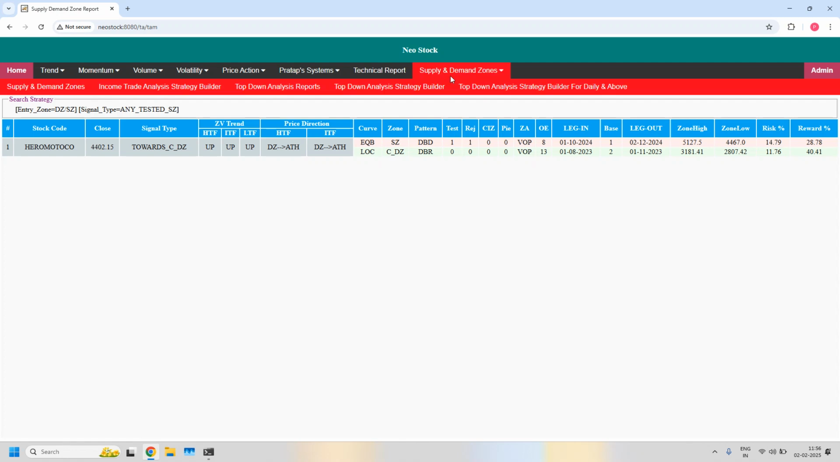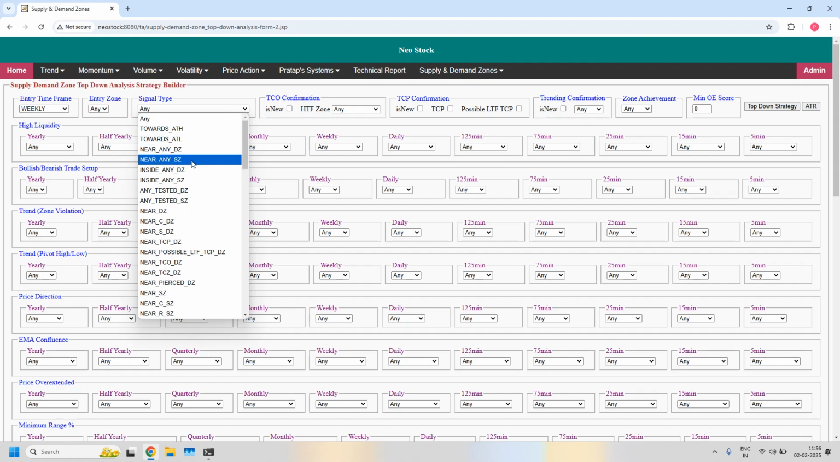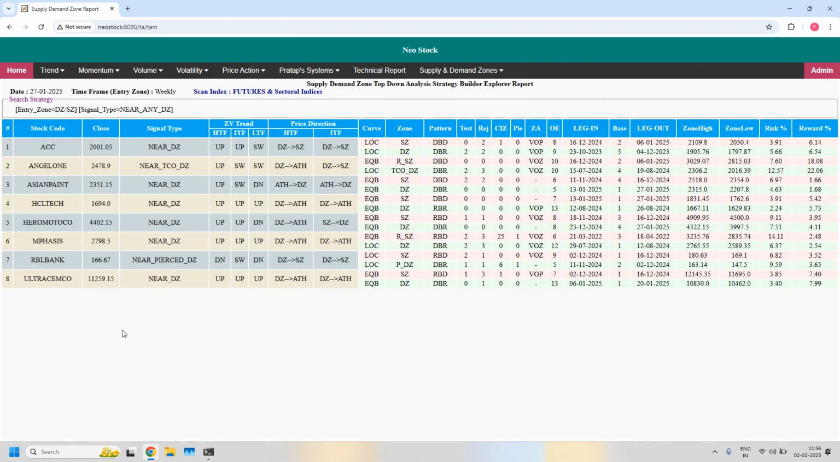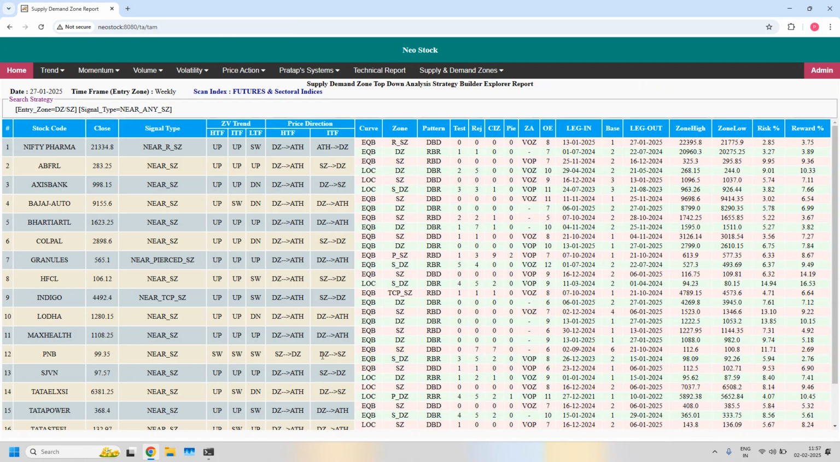Okay. Now let's look into the next time frame, weekly. Okay, stocks near weekly demand zone. We got 8 stocks. Next, weekly time frame, stocks near weekly supply zone. We got 18 stocks, first 15 stocks in the list. Scrolling the list down.